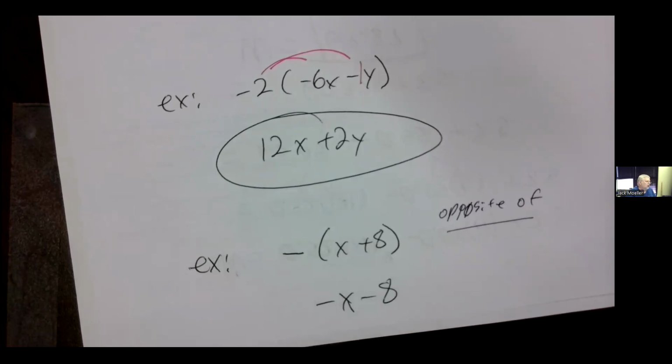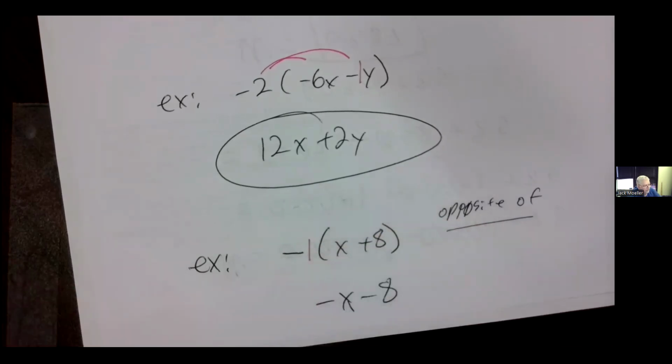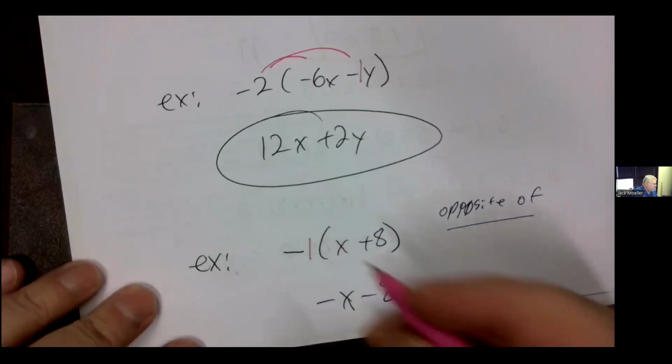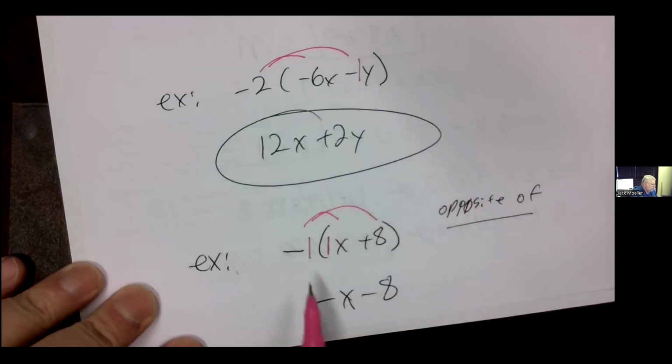Now, a lot of students, instead of doing opposite of, prefer to make that a -1. Because the negative sign that's opposite of is like multiplying by -1. Then if you distribute, let's put a 1 there. So -1 times +1 is -1 or just -x. And then -1 times +8 is -8.